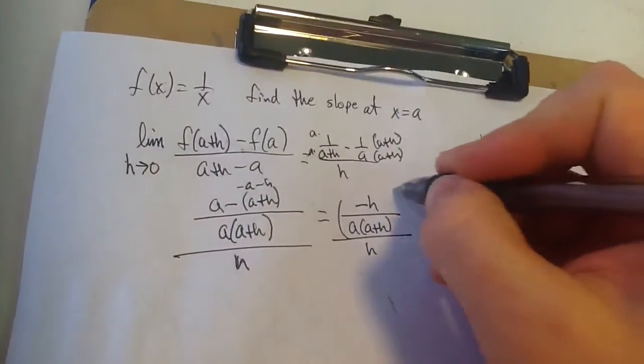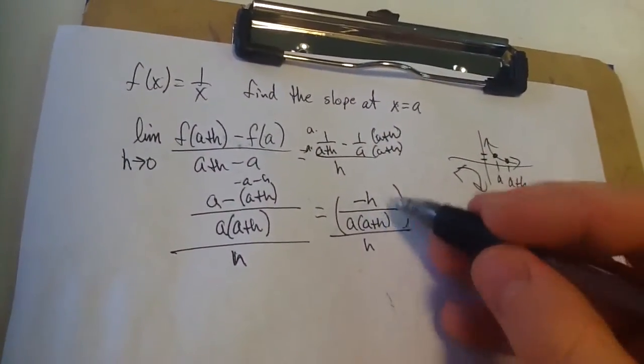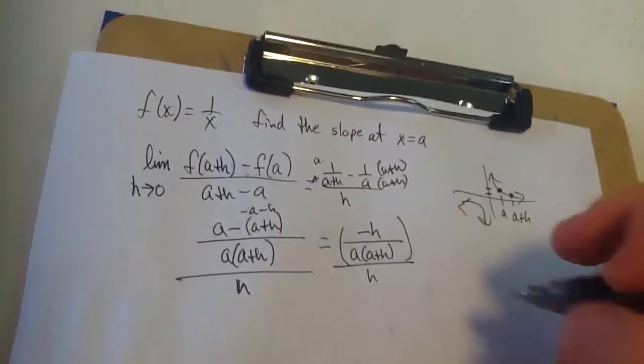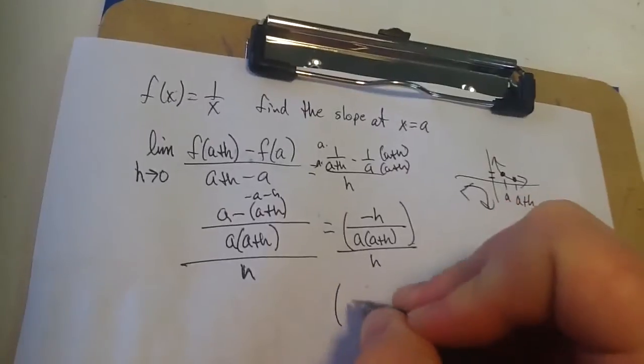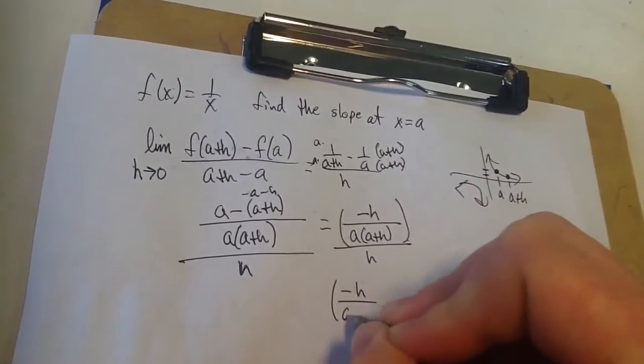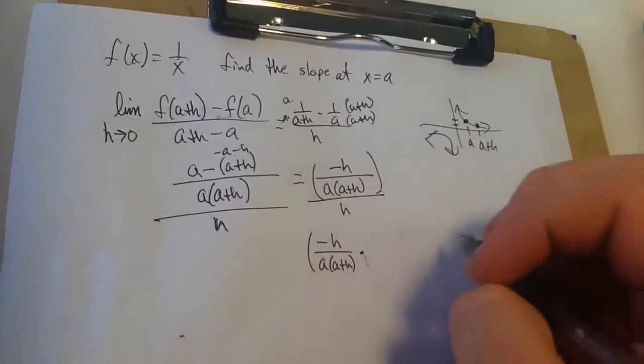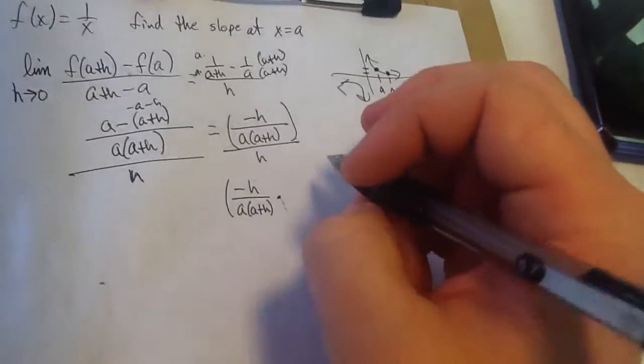So you can think of that as like your top. So you have that divided by h. So I'm dividing fractions, I flip and multiply. So now I have negative h over a times a plus h times 1 over h.